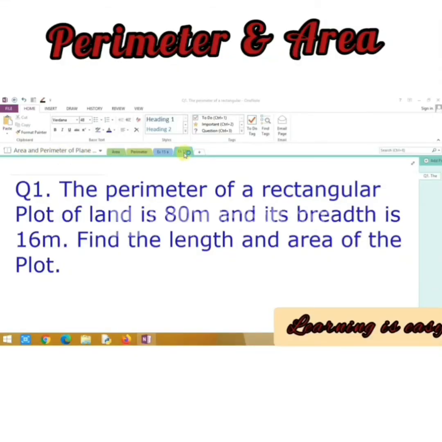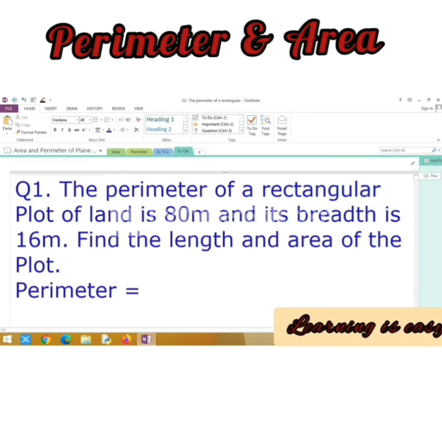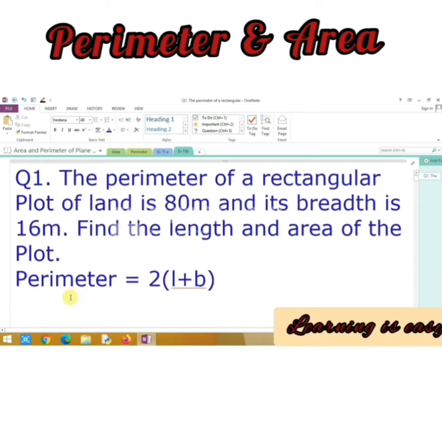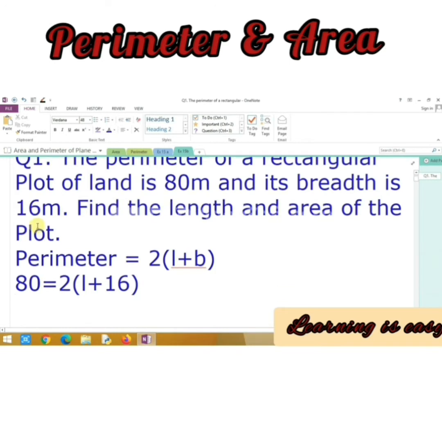Hello viewers, today we will see perimeter and area exercise. Question 1. The perimeter of a rectangle plot is 80 meter and its breadth is given. We know the perimeter of a rectangle is 2 into (L plus B). So perimeter is already given in the question, that's 80 meter, and we know the breadth, so we need to find the length first with all the given data.